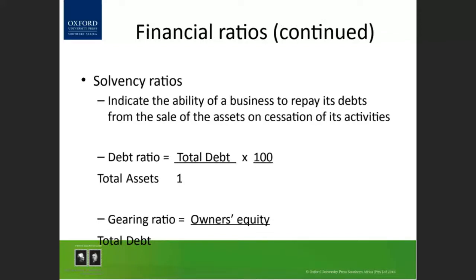Then we also have solvency ratios. These indicate the ability of a business to repay its debts from the sale of assets when the business finally closes down or when it stops operating. When they decide to close down, are they able to pay whoever they are owing from just the sale of assets?